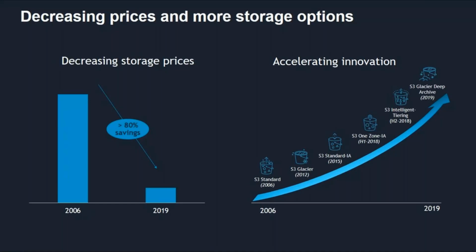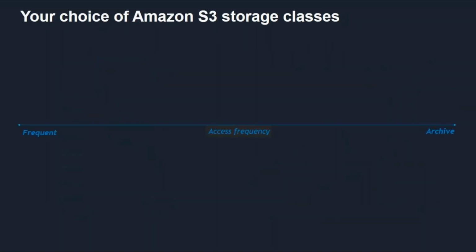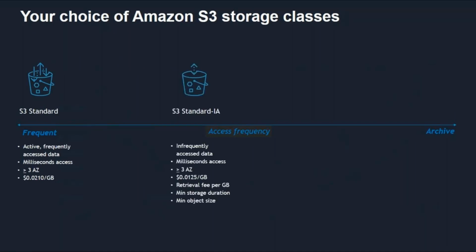I want to spend a little bit more time looking at these, and some of our newest tiers bring some of the greatest savings and the ability to optimize. Let's take a double click on the storage classes to make sure you're aware of all of these characteristics. In general, the S3 storage classes are separated from our frequent access to infrequent to archive. So let's take the first two, the standard class and the infrequent access class.